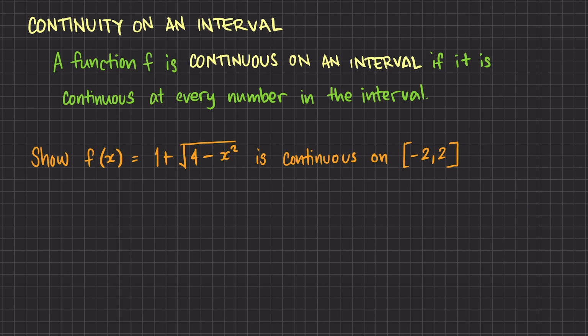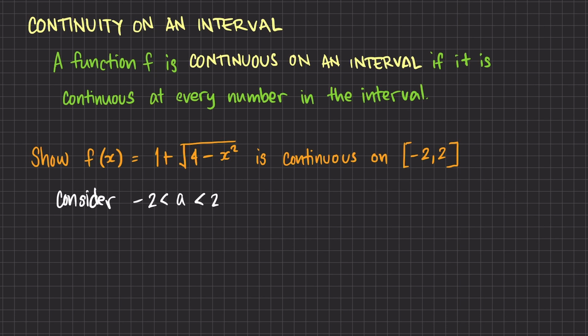We're taking a look at the function f of x is equal to 1 plus the square root of 4 minus x squared. We want to verify that this is in fact continuous on the closed interval negative 2 to 2 inclusive. So anong alam natin? We have a square root function. Bawal maging negative yung values sa loob ng square root. Otherwise, magiging undefined siya. Wala na tayong values sa real.